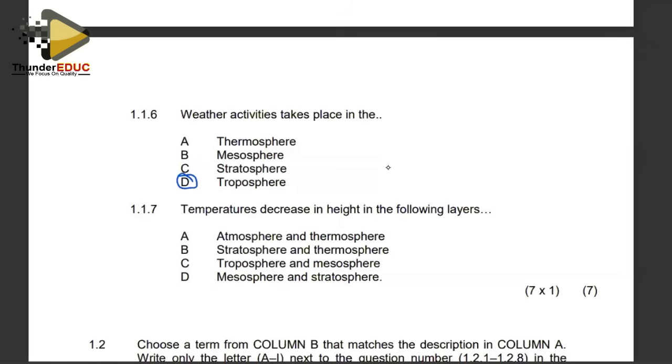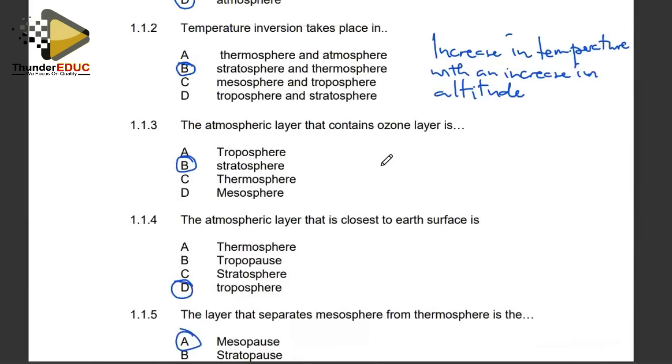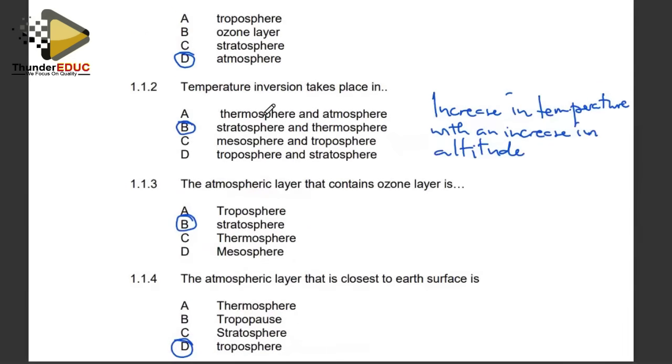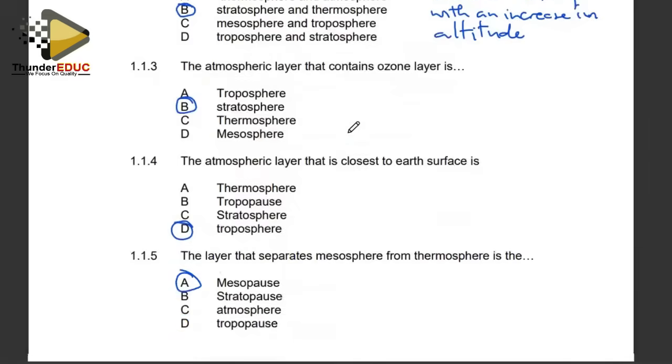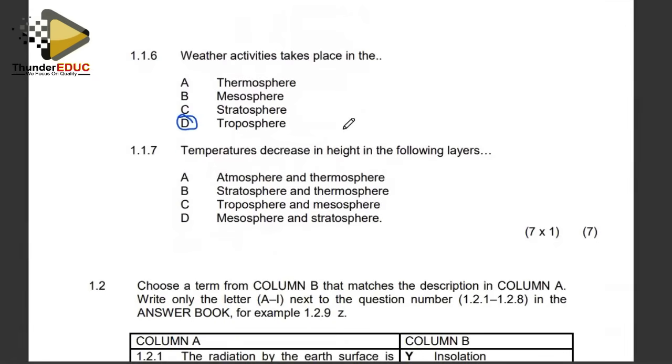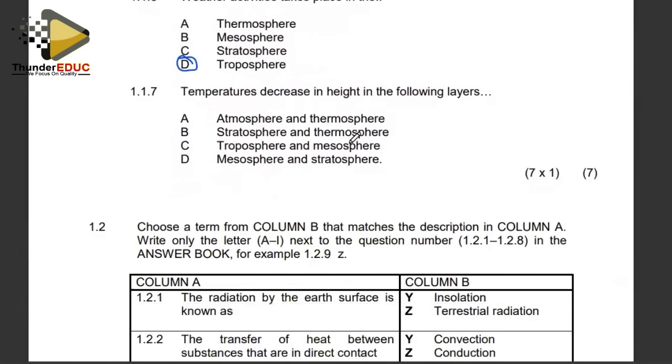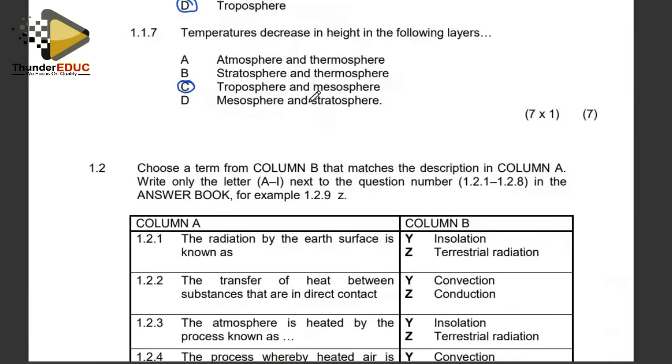The next question, number 117, temperatures decrease with height in the following layers. We are looking at the opposite of the inversion. What did we say about our inversion? If you are clever enough and if you know an inversion, you just go back to the inversion and see there's stratosphere and thermosphere, which means the two remaining layers must have a negative temperature profile. So which are those two? Automatically the troposphere, we know that. Troposphere and our mesosphere are the ones which have got a negative temperature profile, where there is a decrease in temperature with an increase in height.